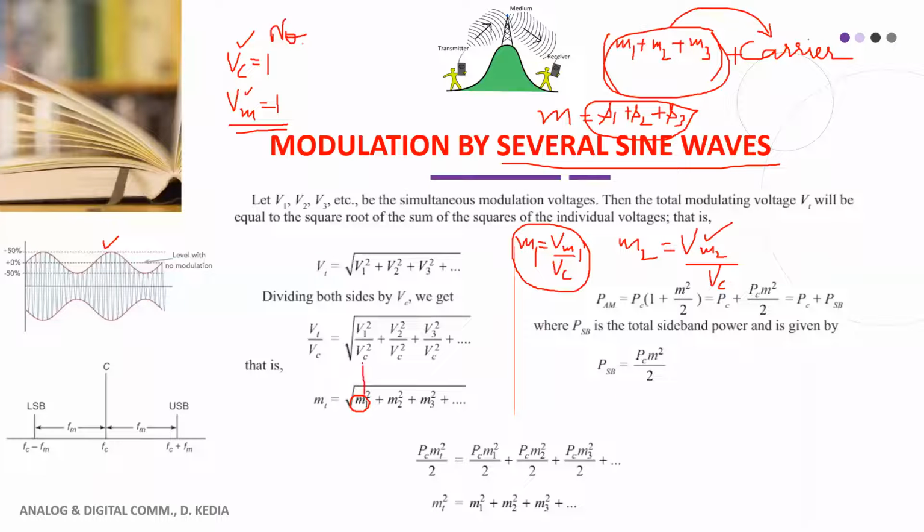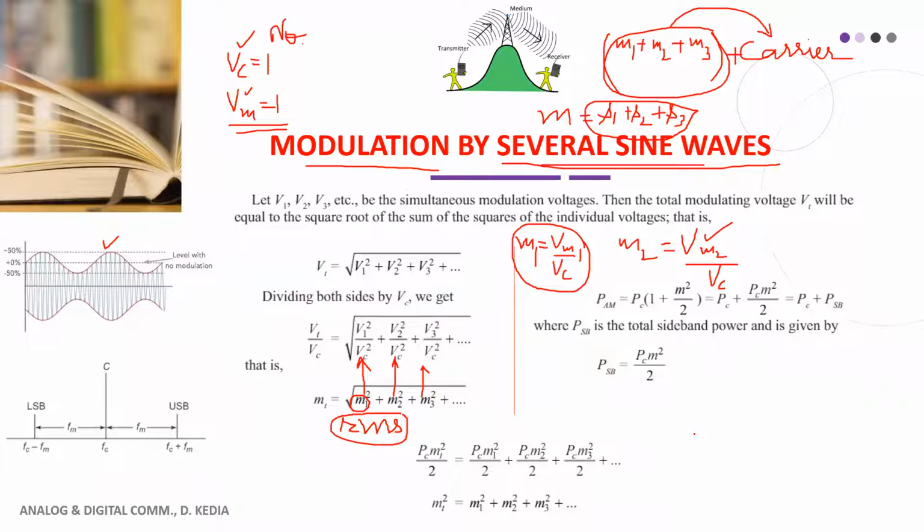So this is M1, this is M2, V2 by Vc, and M3 is V3 by Vc. These individual modulation indices will be squared, added, and then the root is taken. So this is nothing but the RMS value, root mean square. If I have to obtain modulation by several sine waves, then the modulation index will be obtained as the root mean square of the individual modulation indices of the individual sine waves.